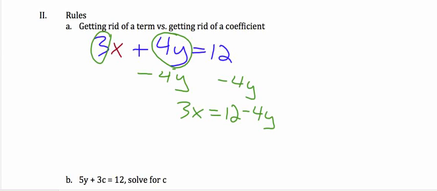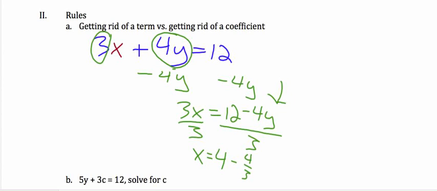Divide everything by 3. Since we're dividing both sides by 3, take a look at what we have on the other side there. Doesn't that look an awful lot like the distributive property with division? That's because it is. So we do 12 over 3, which is 4, and then 4 over 3, which will just leave 4/3 y.